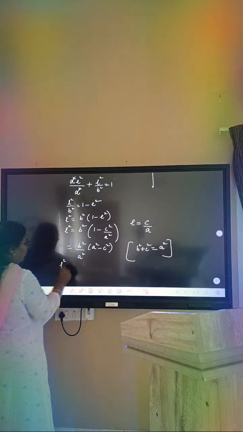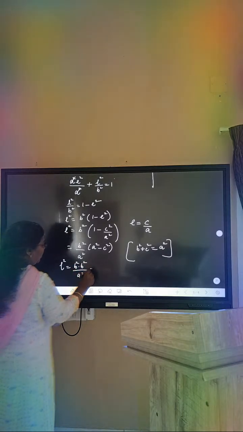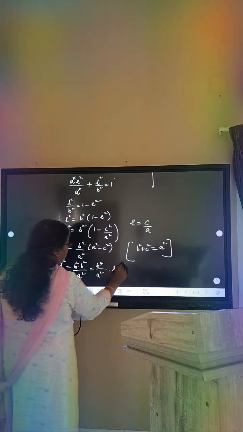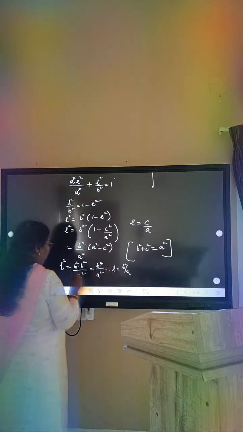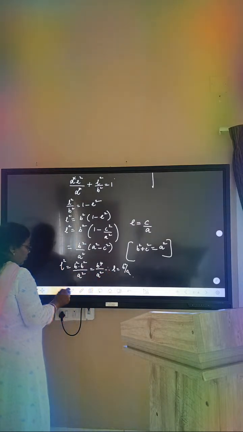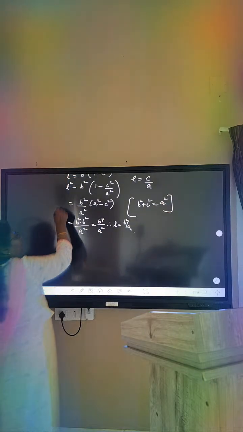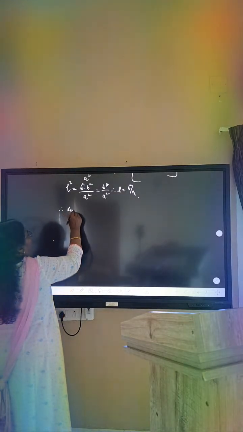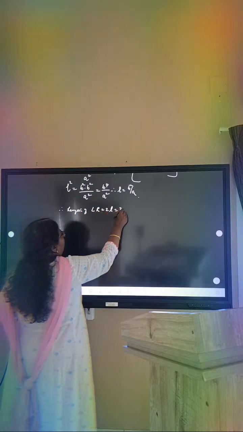So you will get L square is equal to b square into b square divided by a square, that is equal to b power 4 divided by a square. Therefore L is equal to b square by a. So your L is b square by a, and therefore the length of the latus rectum is 2L, and that is equal to 2b squared by a.